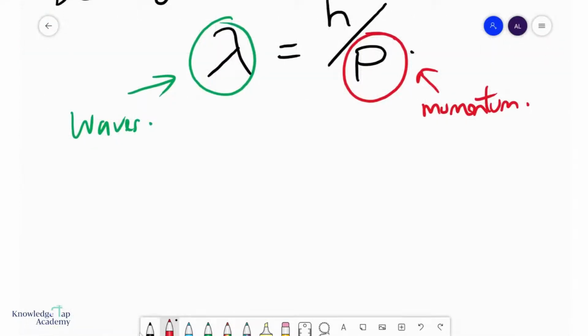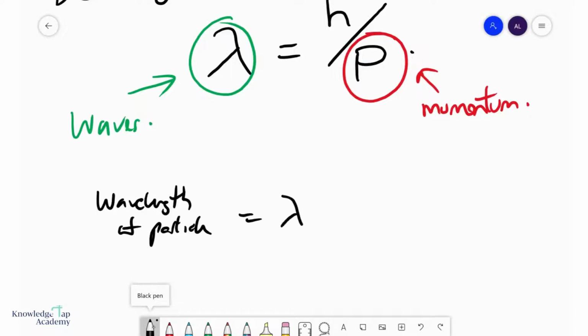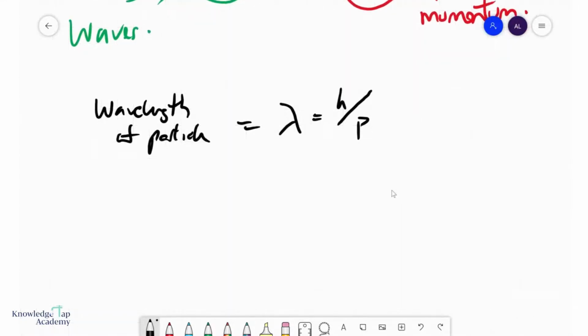And so, if I want to see how to use this equation, for example, if I want to calculate the wavelength of a particle, let me write that down, wavelength of a particle, then you have to use lambda equals h over p because you can calculate the momentum of the particle. And so this gives you a way to calculate the wavelength of that particle.